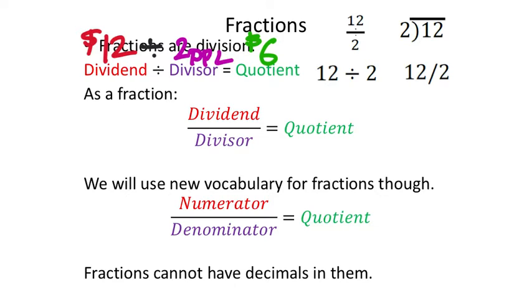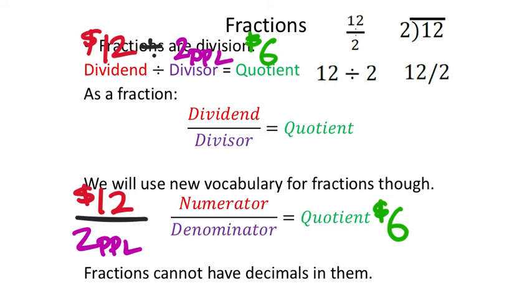So if I were to write $12 divided by 2 people is $6 right there, again, your numerator would be the $12 because that's how much money you're splitting up. The 2 people is the denominator, and then the quotient there again is $6, okay? $6 per person.